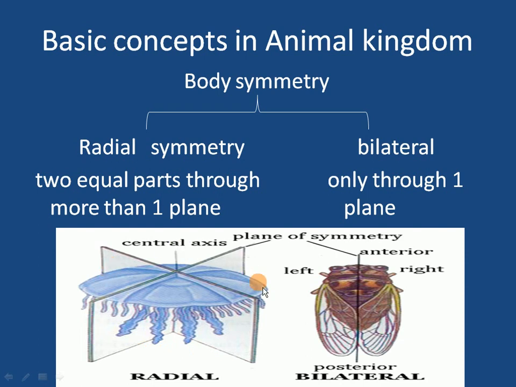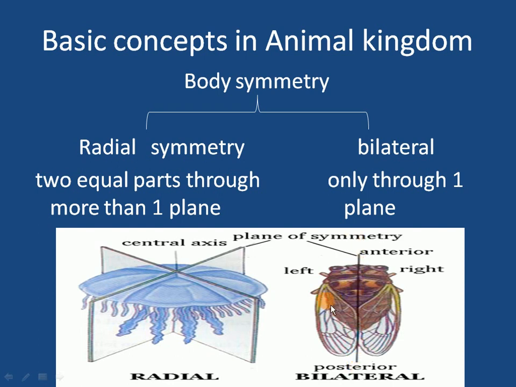See, this is the diagram. This is the first plane, then the second plane. In the diagram they have shown only two planes, but as you could see, you can have two equal parts through this plane also, then through this transverse plane also. On the contrary, in case of bilateral symmetry, this is the example of a cockroach. You will get two equal parts only through one plane.